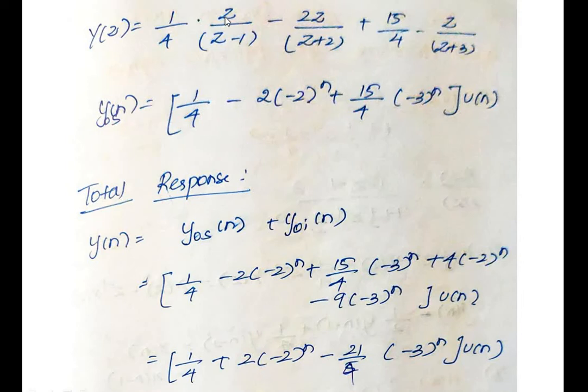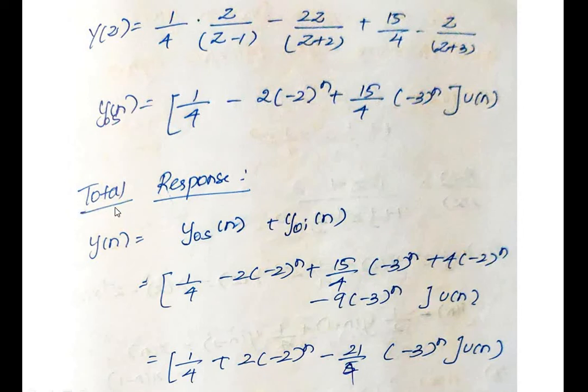So any signal of the form a power n u of n on Z transform will give you Z by Z minus a. So we have a Z by Z minus 1 in the first term. So this becomes 1 power n u of n. So simply we have written it as 1 by 4. Then we have in the second term 2Z by Z plus 2, that is Z by Z plus 2. So this is minus 2 power n u of n. Then the third term we have Z by Z plus 3. So what is this? Minus 3 power n u of n. So your third term you have it as 15 by 4 minus 3 power n. We have taken u of n as common here.